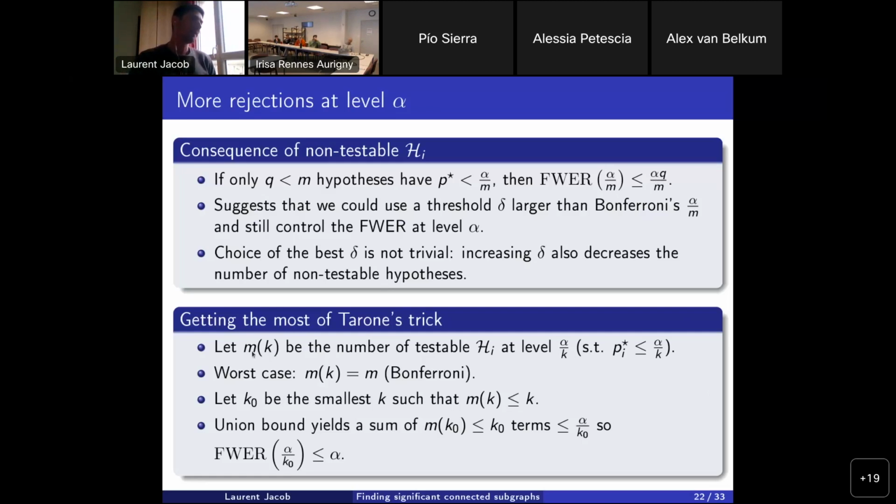So there have been methods proposed to deal with that. The idea is that you define m of k to be the number of testable hypotheses at the level alpha divided by k. And you want to find the smallest possible k such that the number of testable hypotheses is smaller than k, because in this case, Q will be your number of testable hypotheses, m over k. You will divide by k, and so you will be smaller or equal to alpha by doing that.